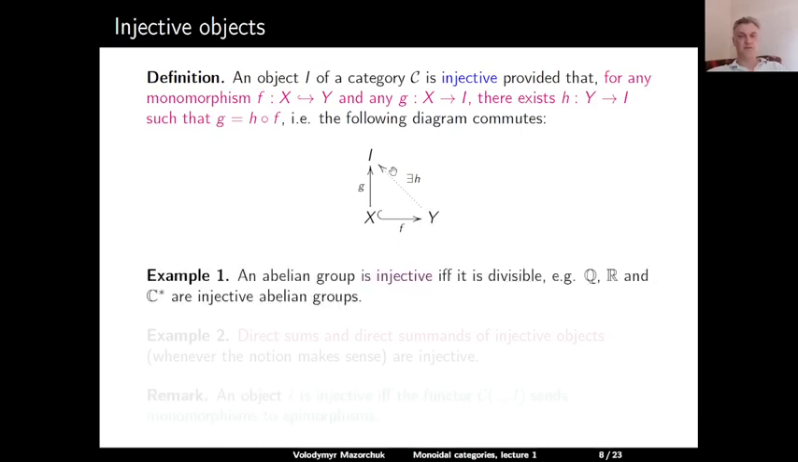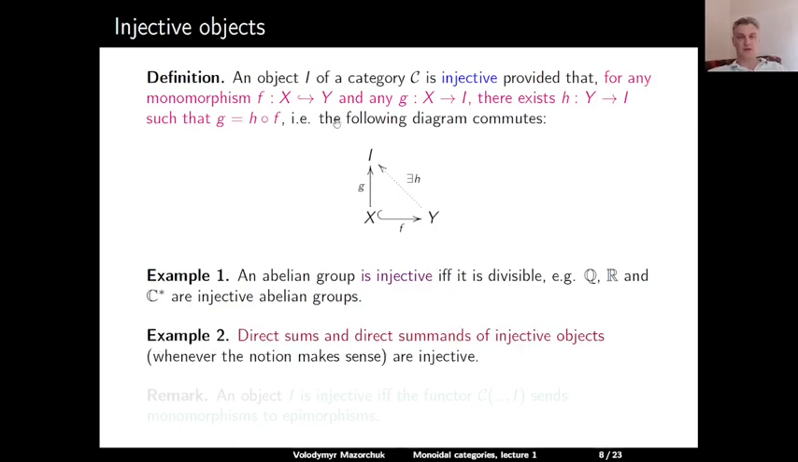So for example, an abelian group is injective as an abelian group if and only if it is divisible. In other words, multiplication with any positive integer n is a surjective map from this group to itself. For example, the additive group of all rational numbers, or the additive group of all real numbers, or the multiplicative group of all complex numbers are injective abelian groups.